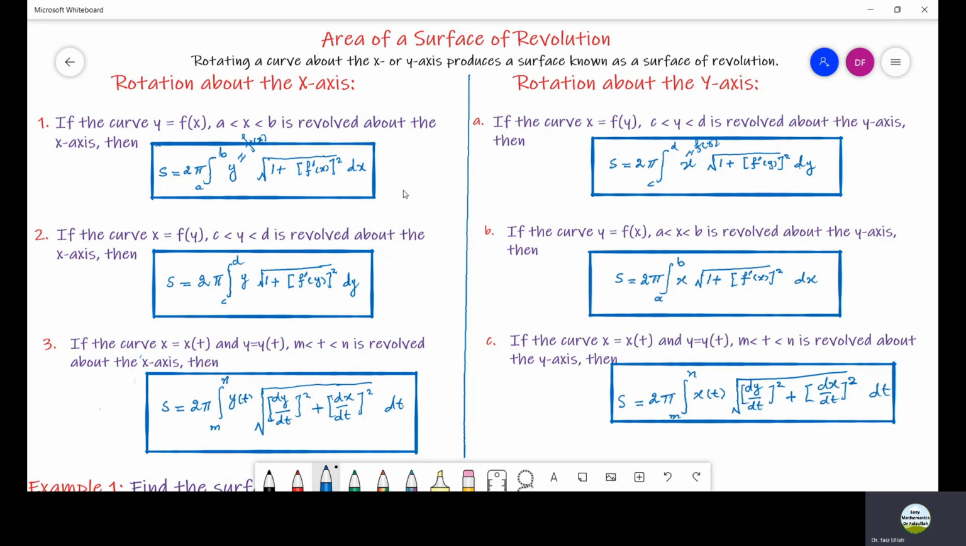Let us see the summary. If we are rotating the region about the x-axis, then in all formulas there is y. You can see it. However, in the first case, we use y is equal to f of x because the whole data is given in x. Similarly, if we are rotating the region about the y-axis, then in all formulas there is x. However, in the first case, we replace x by f of y because x is f of y, and all the data here is given in y.